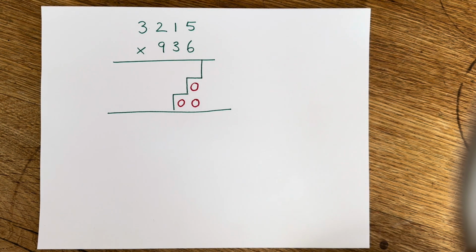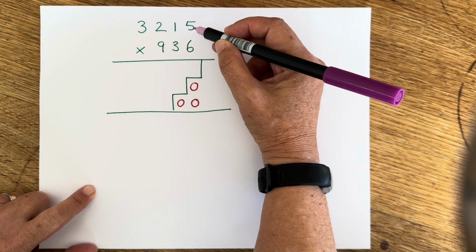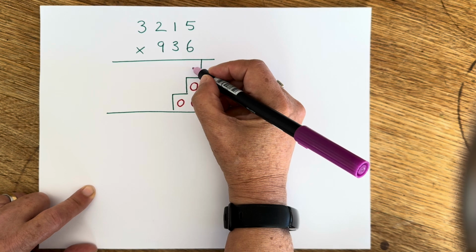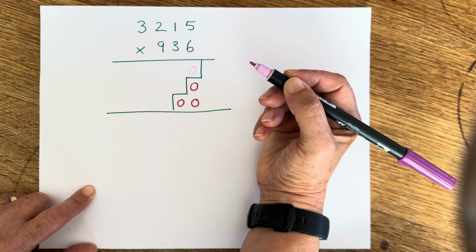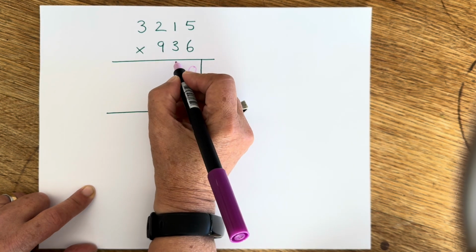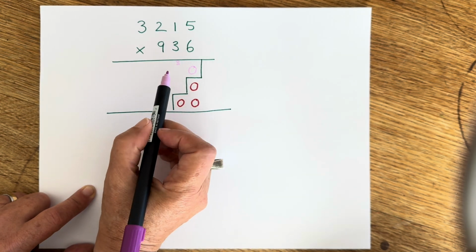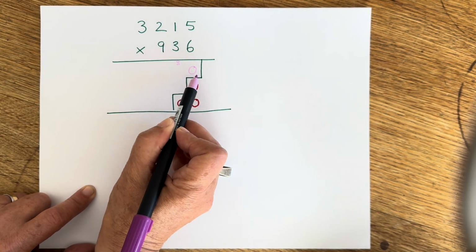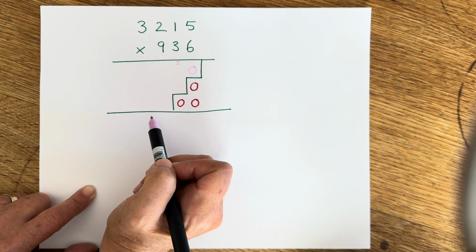So my first calculation is 6 times 5, which as you probably know is 30. Now I put my 0 in here, but I quite like to put my 3 here because then I can still see that this number is 30. I've written 30 in this spot.